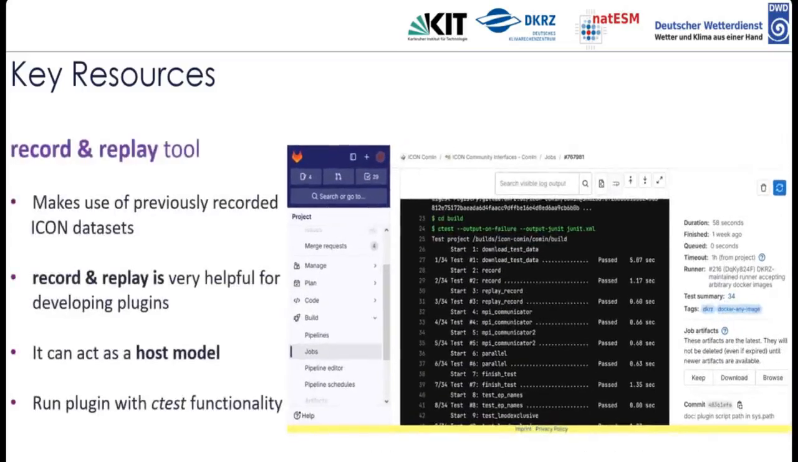Another important tool that is shipped with ComIn is the record and replay tool. It essentially acts as a fake host model. When you want to develop a plugin, you want to test it with the host model, and in the real world, the host model is ICON. But in the development phase, you can also test your plugin with this tool to save the time and energy of submitting ICON jobs to the queuing system. So it makes it easier, and your tests can be run with this tool using the CTest functionality.